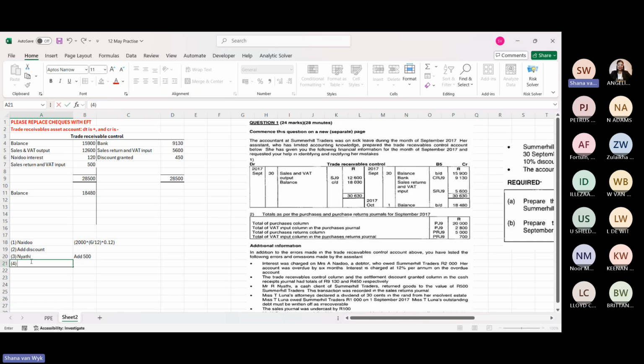Miss Luna's attorney declared a dividend from her insolvent estate. She owed us, but now it must be written off. Okay. She owed us 1,000.